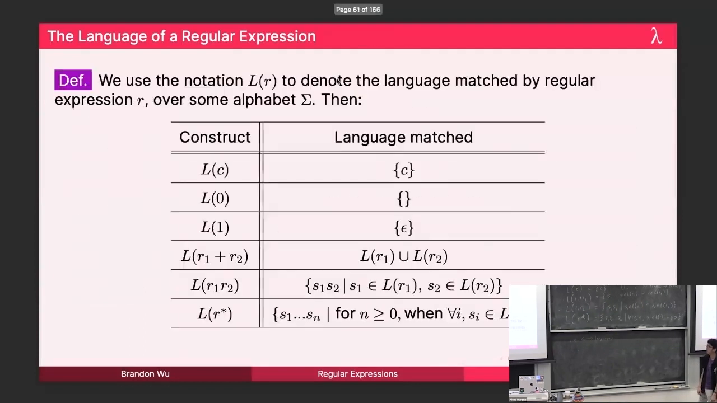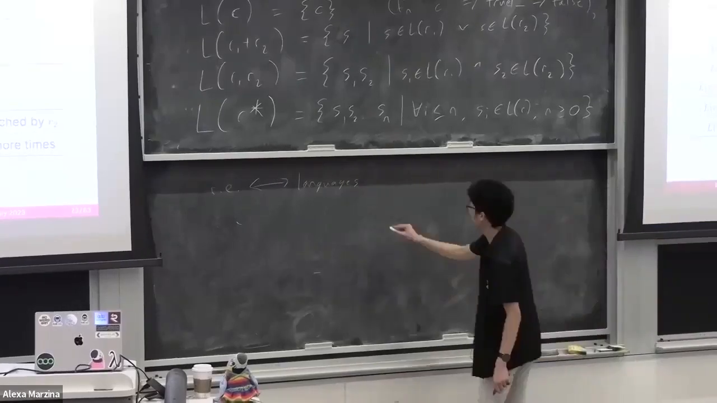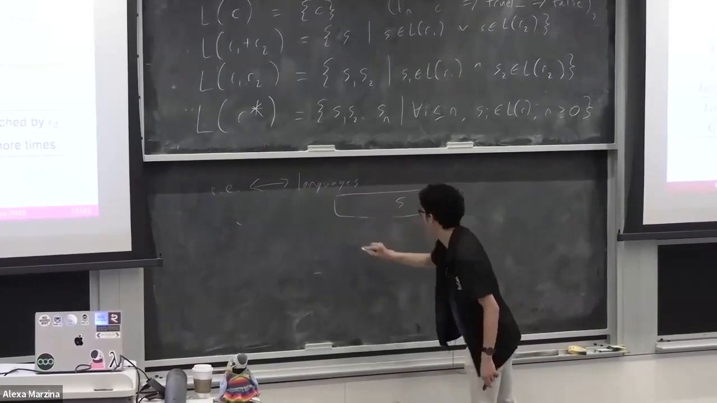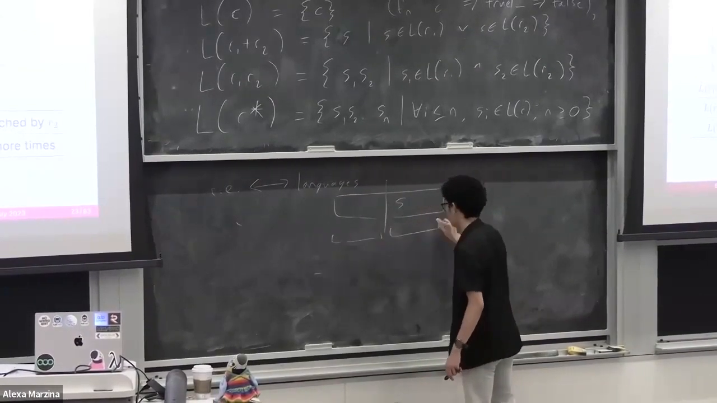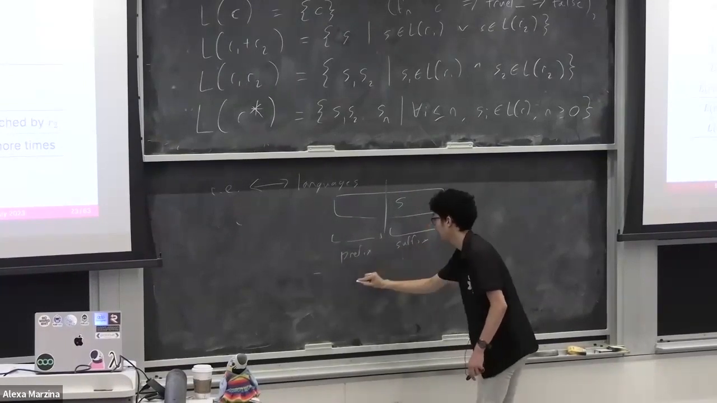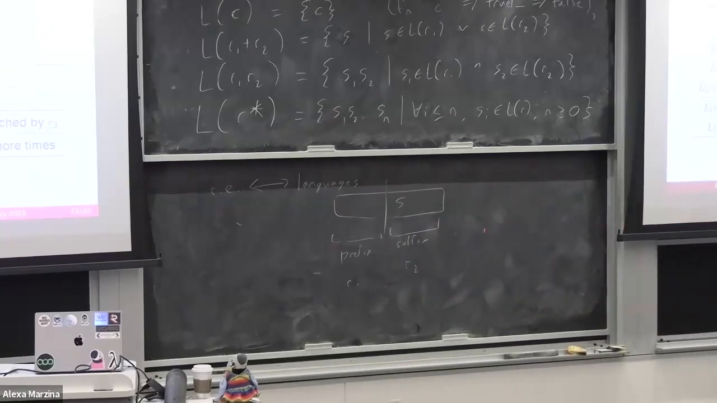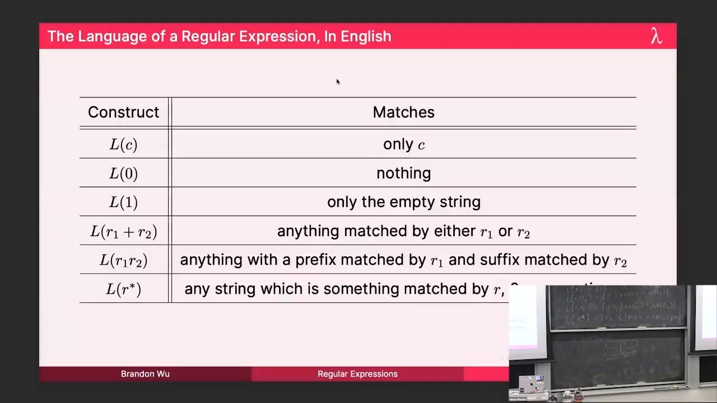And then in English: L of C is only C. L of 0 is nothing. L of 1 is only the empty string. L of R1 plus R2 is anything matched by either of my sub-regular expressions. L of R1 and R2 is any string S that can be split into two parts, a prefix and a suffix, such that the prefix comes from R1 and the suffix comes from R2. That's what it means. And L of R star means any string that's matched by R, but 0 or more times.